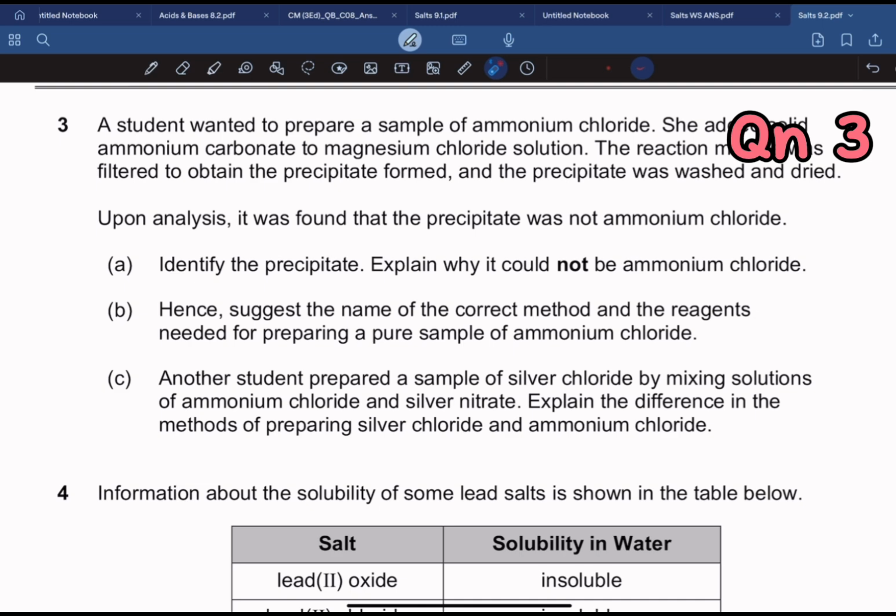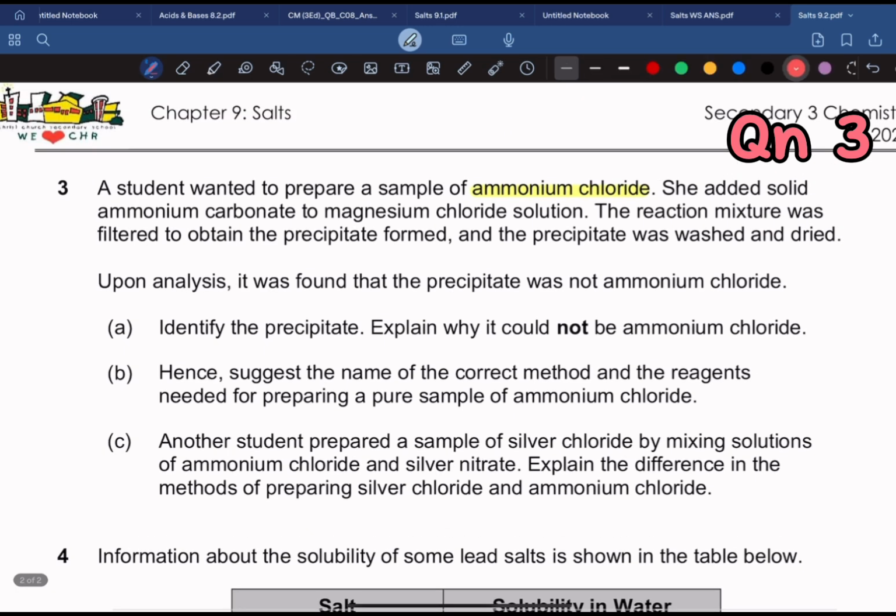Now we move on to question 3. Question 3, we are forming ammonium chloride. So, as always, firstly, it's soluble. All ammonium salts are soluble. And secondly, it is an NH4+ salt. Considering all this, I need to use the titration method. But here, we are not using the titration method, right? Because we are actually having a solid ammonium carbonate here, and we're adding ammonium carbonate to magnesium chloride solution, and the reaction mixture was filtered to obtain a precipitate. So there is a precipitate formed.